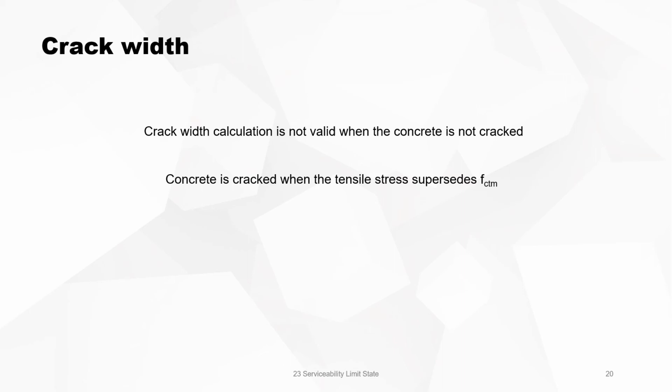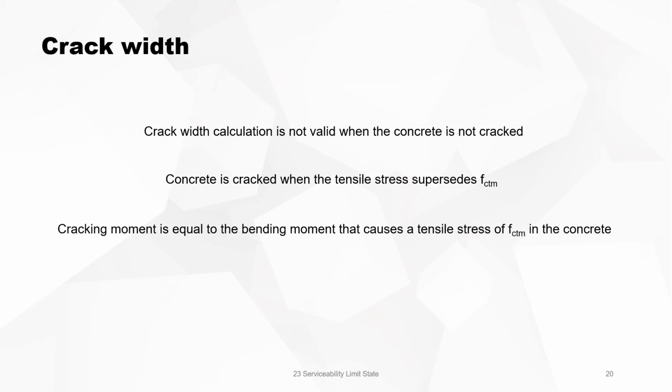Concrete is cracked when the tensile stress exceeds fctm. This is by definition. The cracking moment is equal to the bending moment that causes a tensile stress of fctm in the concrete. Crack widths are calculated in SLS.